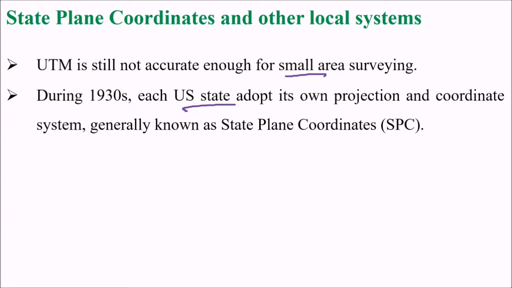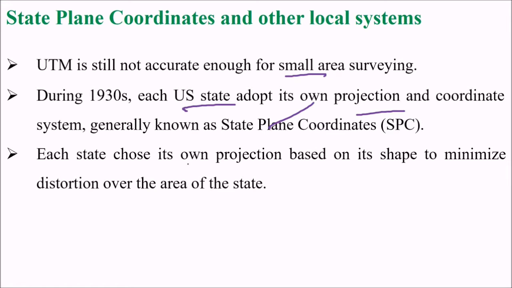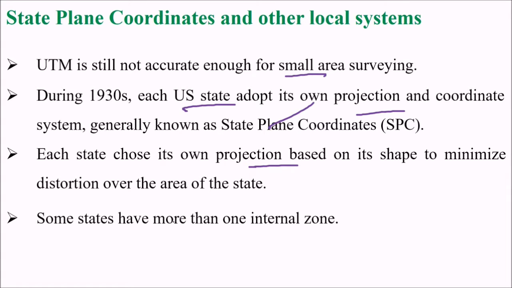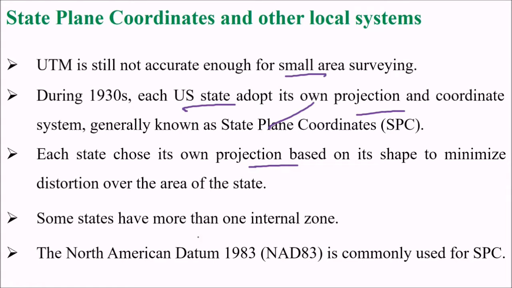So US states adopted their own projections and coordinates. We know it as the state plane coordinate system. Each state chose its own projection based on its shape to minimize the distortion over the area of the state. Some states have more than one internal zone also. NAD, the North American Datum, is commonly used for this. That is state plane coordinates.